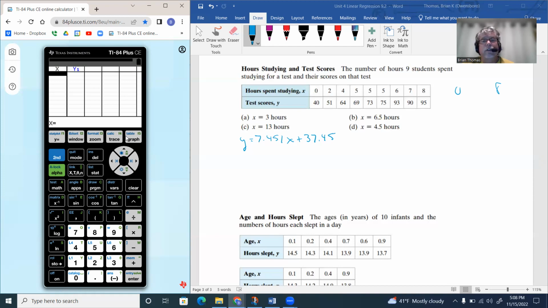I don't have anything in here, so it's good to go. So if I input 3, that will actually substitute the 3 into my line of best fit. So it's actually going in there and doing 7.451 times 3, and it's adding the 37.45 for me.